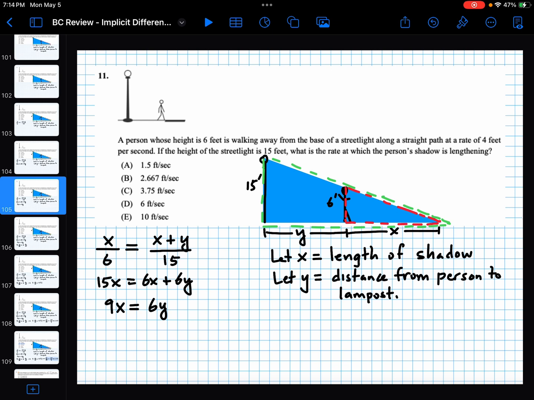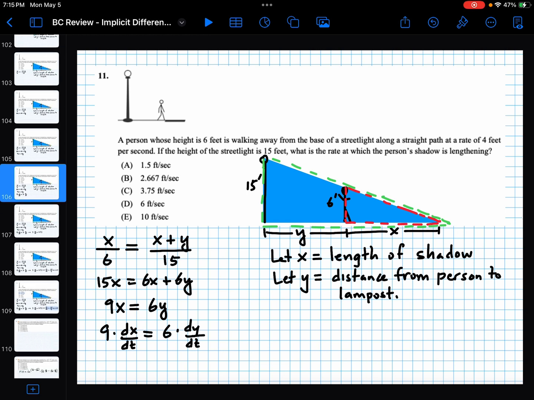Everywhere there's a variable, I have to multiply by the dx dt for x, dy dt for y. Now they told us the person is walking away from the base of the streetlight at a rate of 4 feet per second. That's the y distance they're talking about, or specifically the rate of change of y, dy dt. And since they're walking away from the lamppost, that's positive. That's going up. It's increasing. If they were walking towards the lamppost, you'd have to write that as a -4.